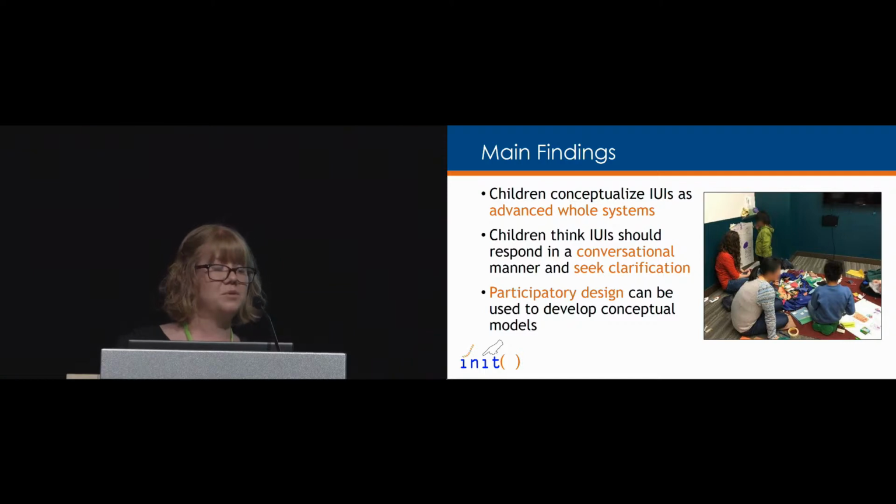For our main findings, we showed that children really conceptualize IUIs, or intelligent user interfaces, as advanced whole systems. They didn't just look at user input or system output. They considered the context of interactions and user and system behavior. And they really expected advanced system intelligence. When examining error detection and correction, we really saw that children thought IUIs should be conversational and respond in a conversational manner and seek clarification from the user. And we were really able to apply participatory design in building this conceptual model.